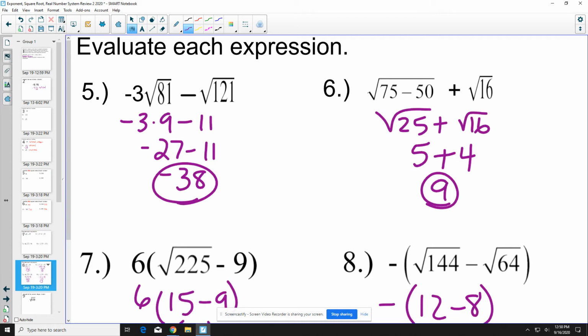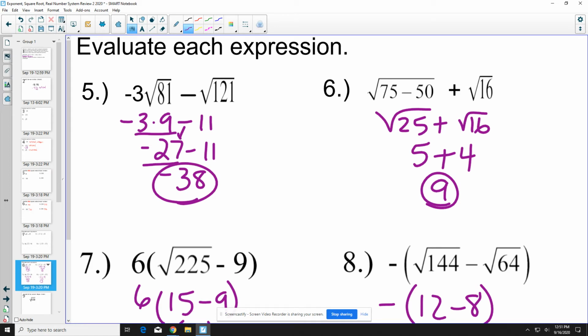All right, check number 5. You should take the square root of 81 to get 9. Negative 3 times 9 is negative 27. The square root of 121 is 11. So you got a negative 27 and a negative 11. They're the same sign, so you find the sum, which means add, and the answer takes the sign of the higher number, negative. So see if you got a negative 38.